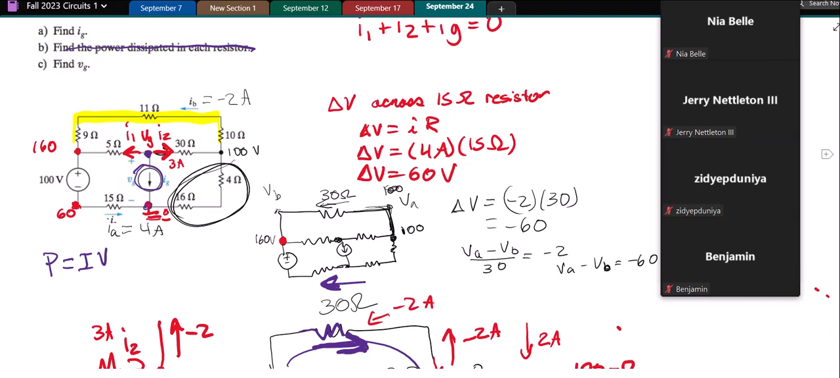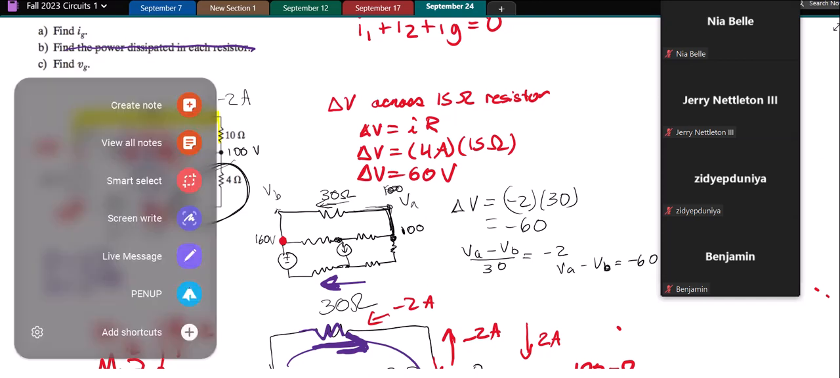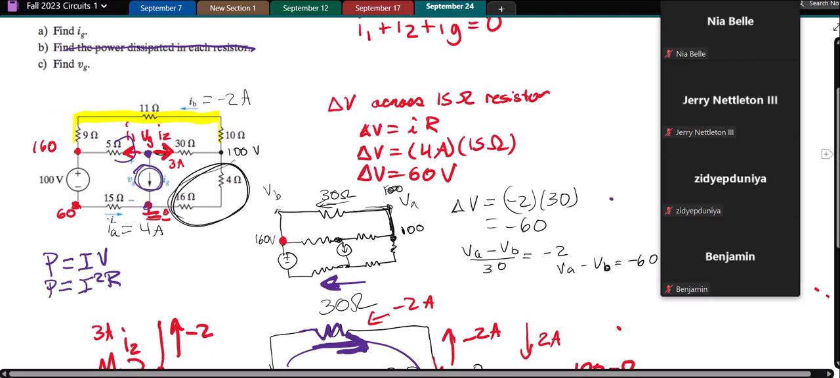So since V equals IR, power equals I squared R. And since I already have most of the I's, I think the only I don't have is I1, but you could get that. It wouldn't be that bad to find them, but I am not going to find them, especially because I'm almost out of time. So are there any questions that y'all have before we wrap this up?